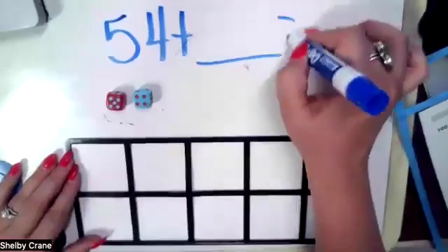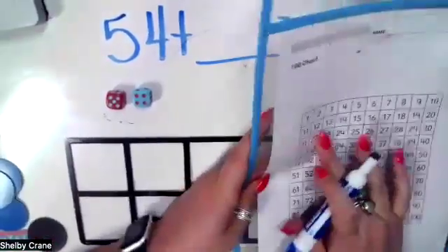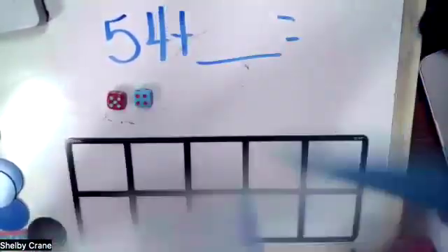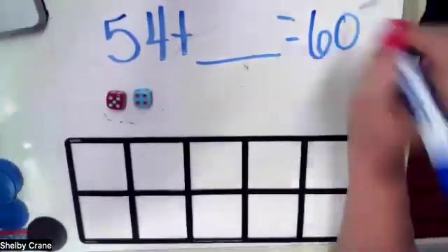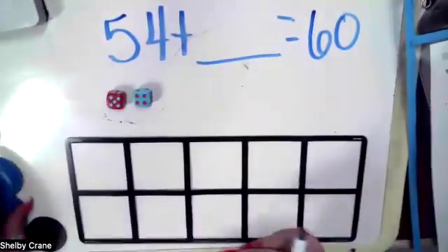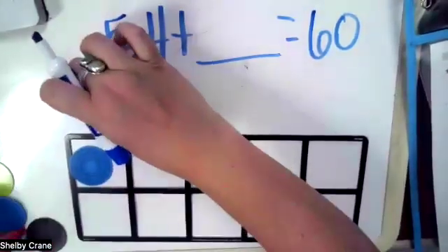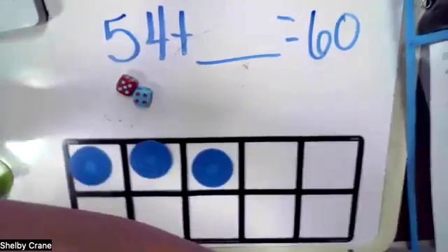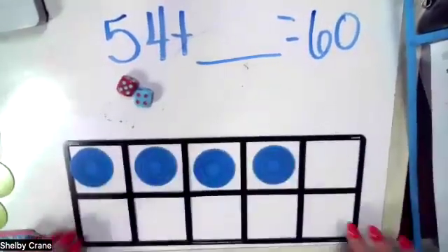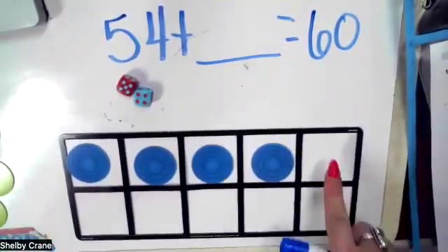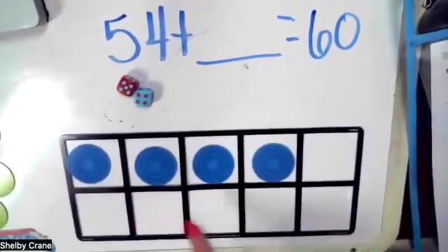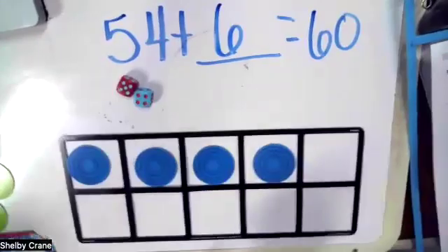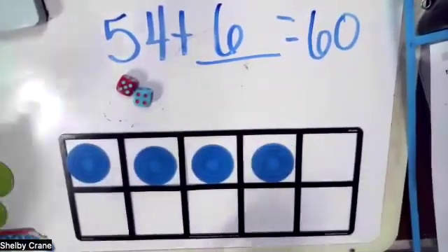And if you're working with a 100s chart, you can see here's 54. Our next 10 is going to be 60. Okay, and I'm going to put my 4 in there. Okay, and then I can just count. How many more do I need? 1, 2, 3, 4, 5, 6. I need 6 1s to help me get there.